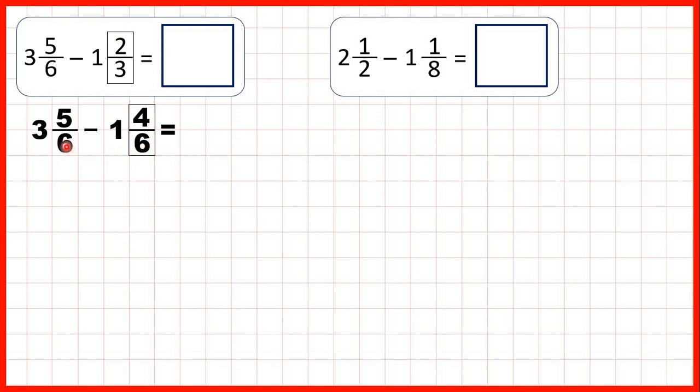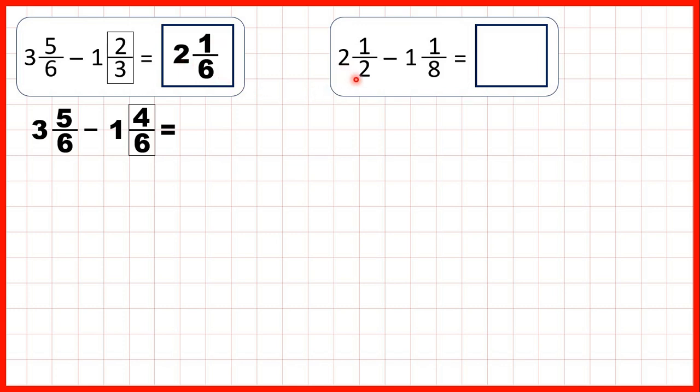So we have 5/6 minus 4/6. That gives us 1/6 in our answer, and then we look at our whole numbers. We have 3 minus 1, which is 2, so our answer is 2 and 1/6.